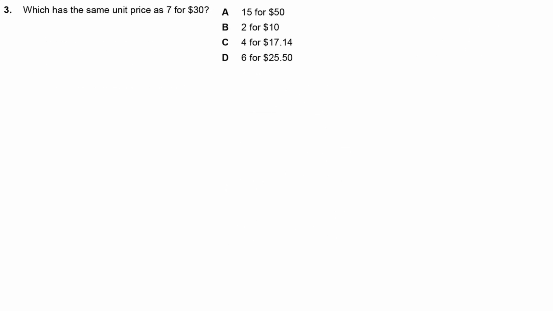Which has the same unit price as 7 for $30? In order to solve this, I first want to figure out what is the unit price that we're dealing with here. So if we pay $30 for 7 units, that's the same as saying x dollars for 1 unit. So x is equal to 30 divided by 7. So x is equal to $4.29 if we do that on our calculator.